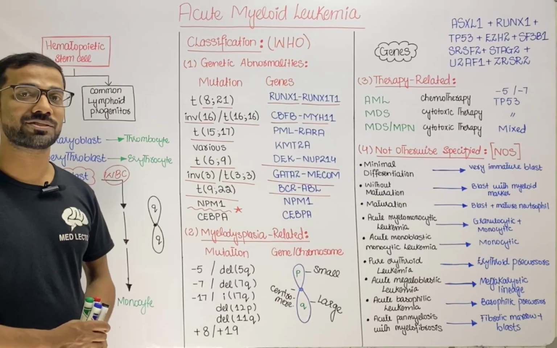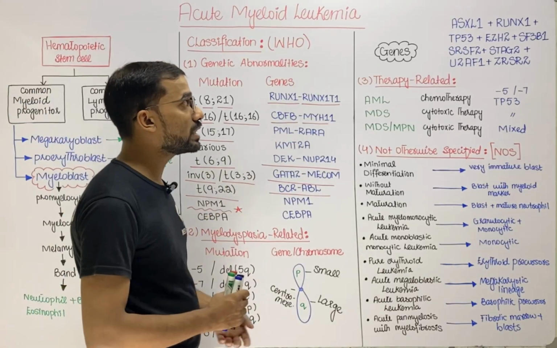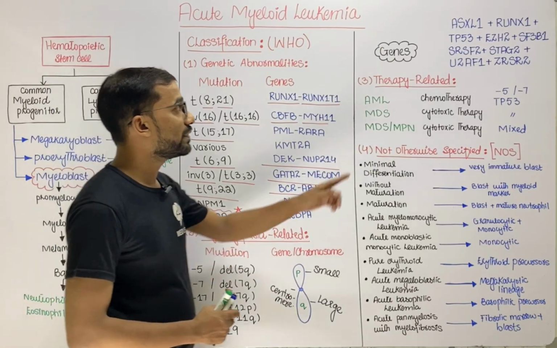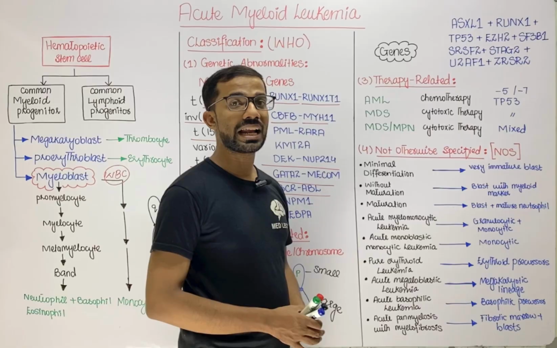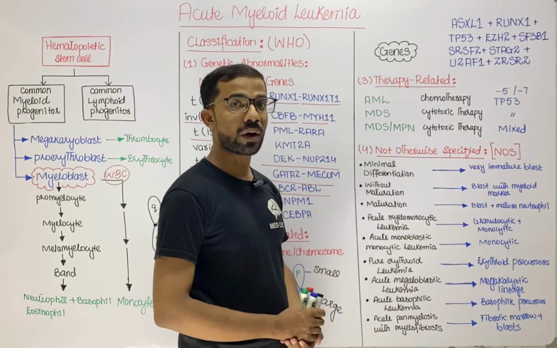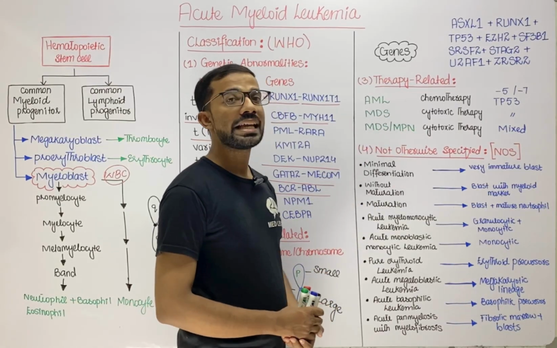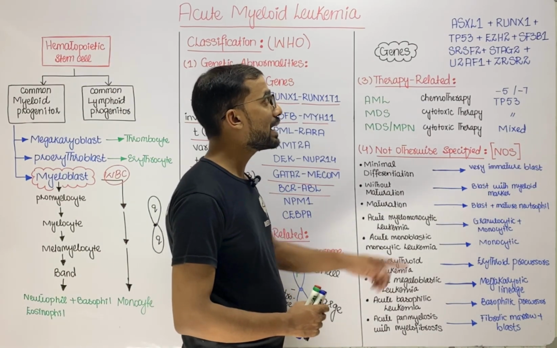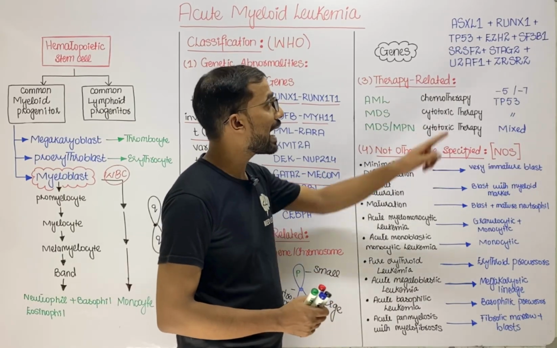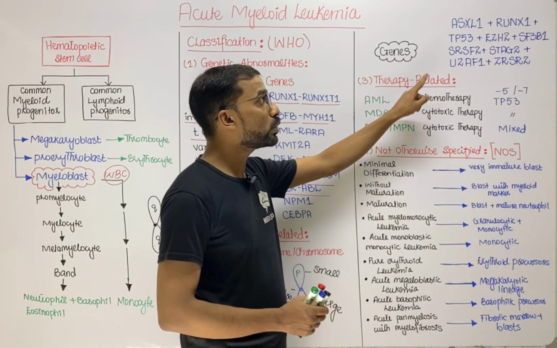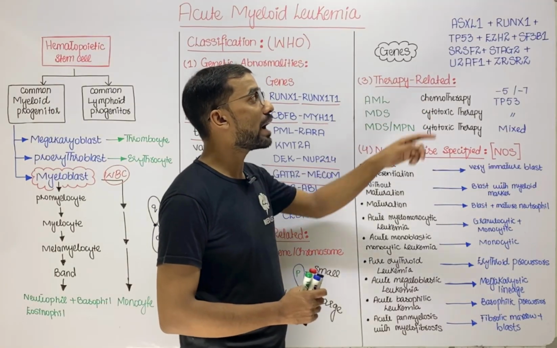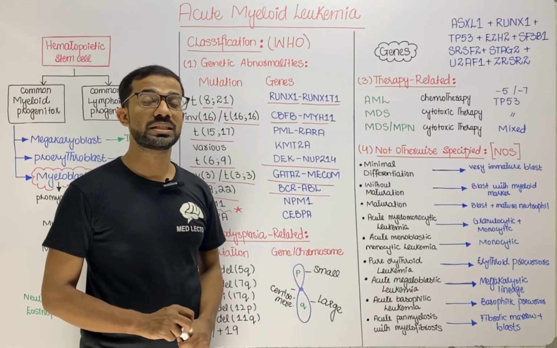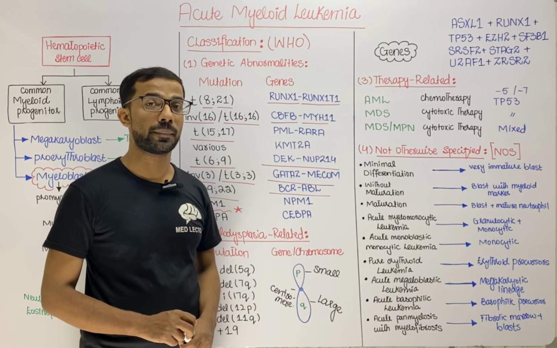In that case, you can also see the AML, and mutations also happen in different types of genes. These genes are ASXL1, second is RUNX1, TP53, EZH2, SF3B1, SRSF2, and STAG2, U2AF1, and ZRSR2. These are the different mutated genes, and ultimately you will see the formation of the AML.